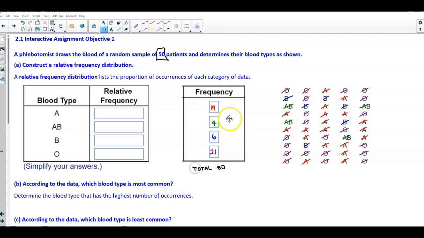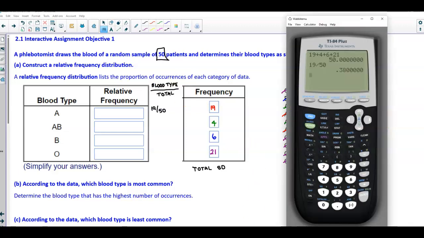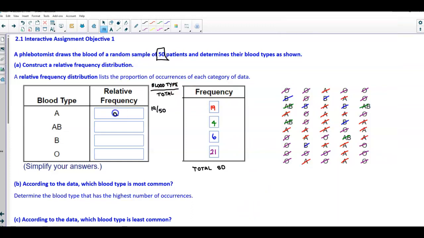Now in order to find the relative frequency, we have to find the proportion of the blood type to the total. So we take the blood type frequency and divide it by the total. In our first one, blood type A, we take 19 and divide it by 50. On our calculator, 19 divided by 50 gives us 0.38.